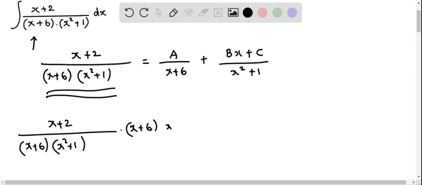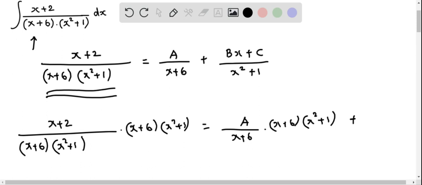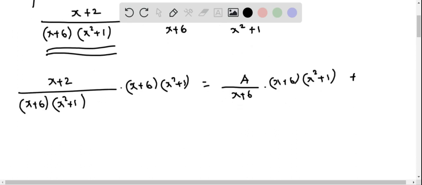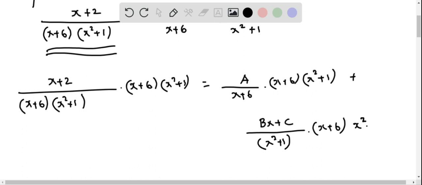On the right side I have to multiply each term with this expression. So this is A over x plus 6, times x plus 6 multiplied with x squared plus 1. And the second term should also be multiplied with this expression. So I'm going to write down Bx plus C over x squared plus 1, times x plus 6 multiplied with x squared plus 1.